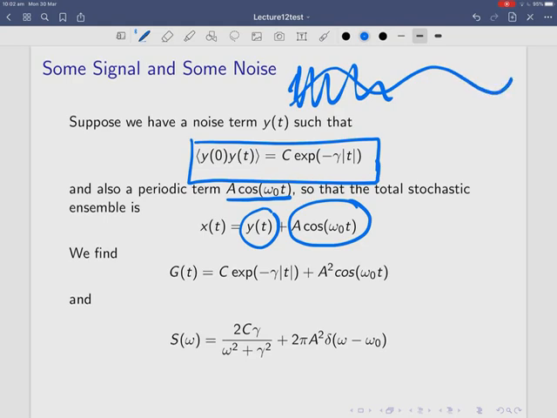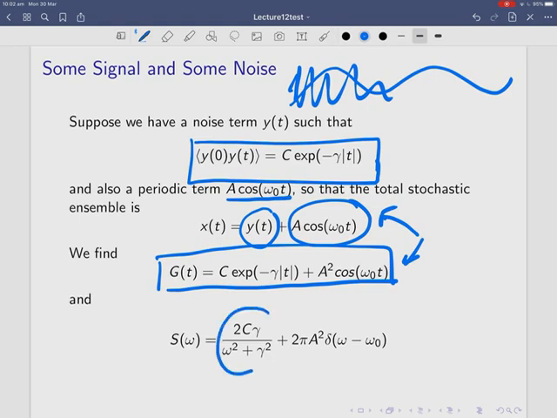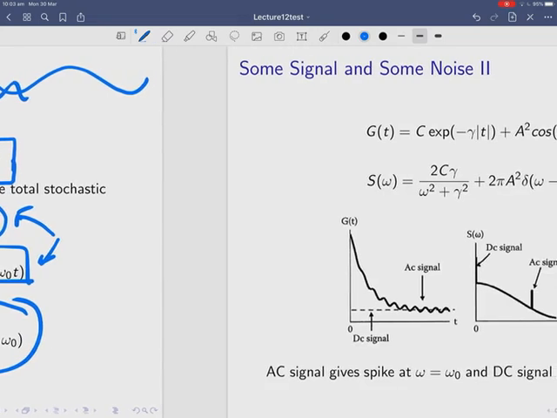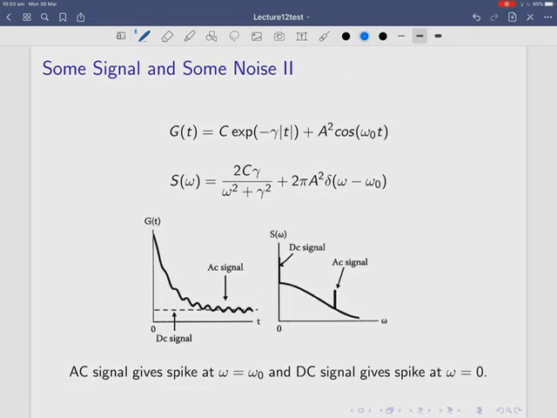If we do that, we find a correlation function that looks like this. You can take that and find the correlation function, which is that. I suggest you go away and do that. Then you can find the power spectrum, which turns out to be a nice Lorentzian, plus another term which is a delta function at omega 0, where omega 0 is the frequency of our signal. So we get a very nice Lorentzian plus a delta function telling us where our signal is. And so here's our signal and noise.